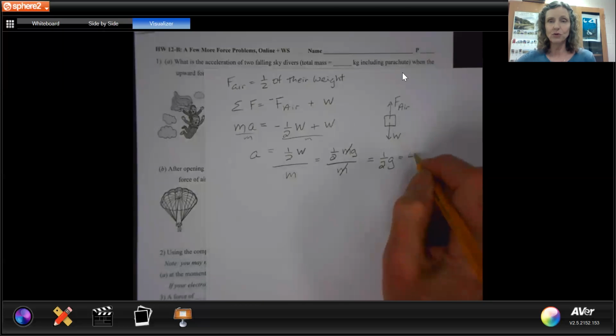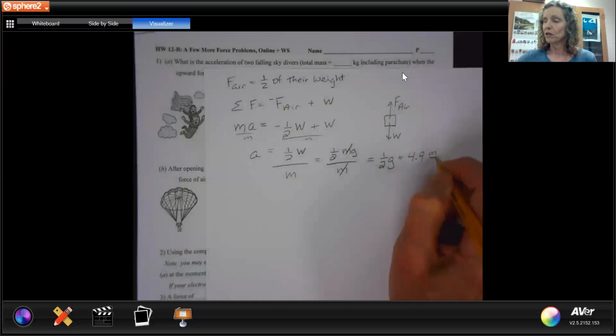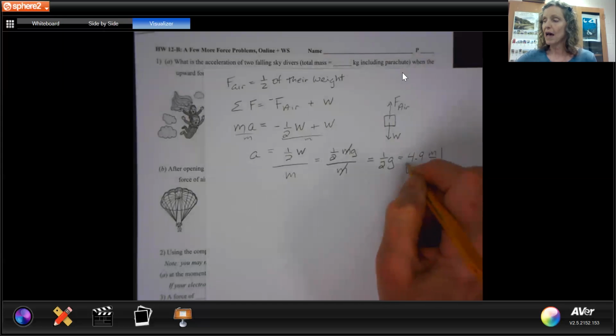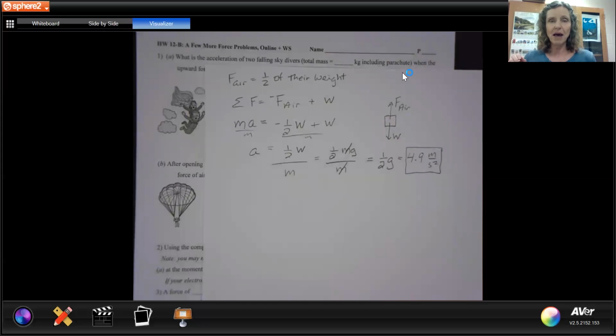Awesome. Look how much you can do with algebra when you don't even know the numbers. You don't even know their masses or anything else about them, but I can still figure out what their acceleration is. So I hope that helps you solve problem 12B, number 1.